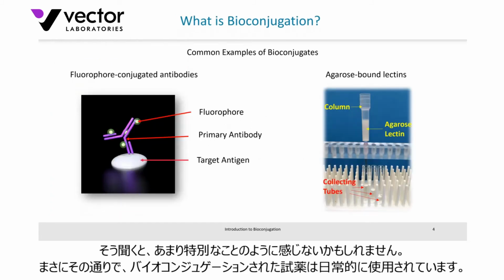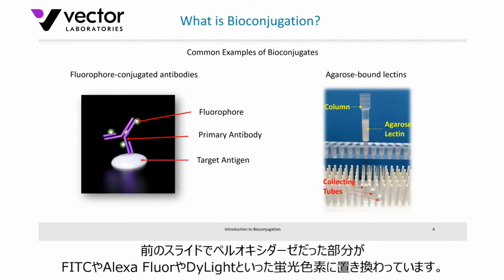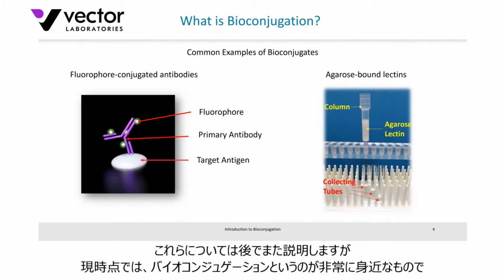And some of you might be thinking, hey, that sounds a little familiar. And so, yeah, indeed it is. Some of you are probably using bioconjugates in the lab on a daily basis. On the left-hand side here, I've got an example of a fluorophore conjugated antibody. Indeed, this could be a primary antibody. It could be a secondary antibody, such as an anti-mouse, an anti-rabbit, something like that, where you would have a fluorophore, could be a fluorescein, your favorite dye on there, an Alexa, a DyLight, whatever it might be. Indeed, you could swap out the word fluorophore for something like an enzyme, such as the example we just gave on the previous slide. Indeed, for a secondary antibody or even a primary, that could also be biotin or digoxigenin. And we'll be talking about some of those examples a little later on.